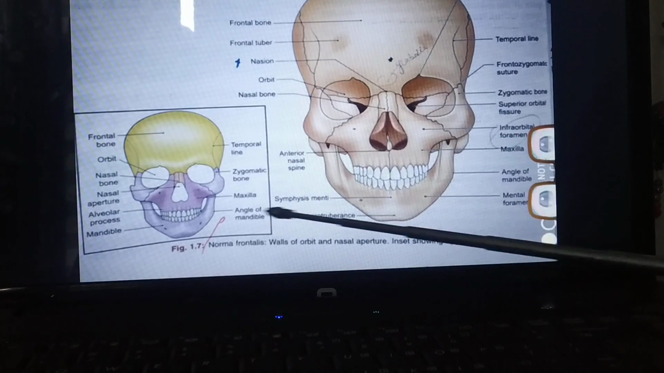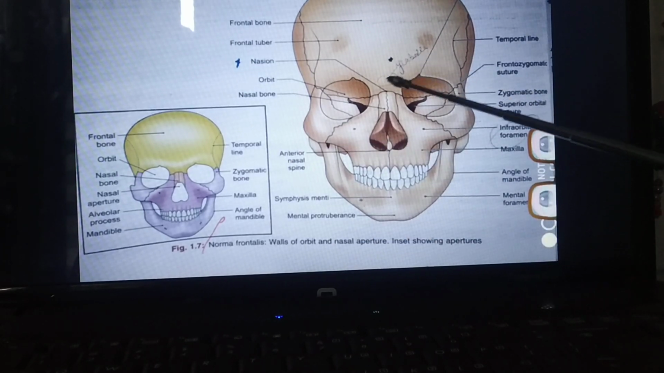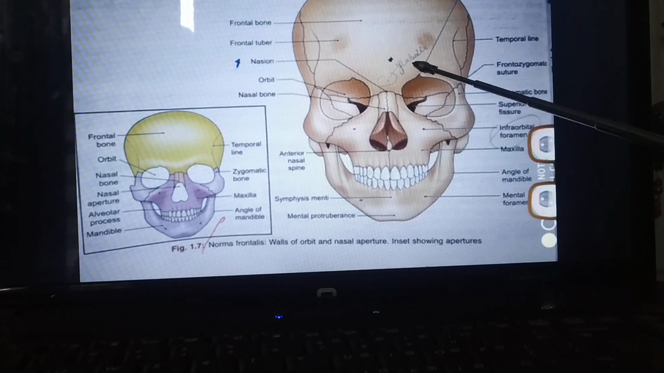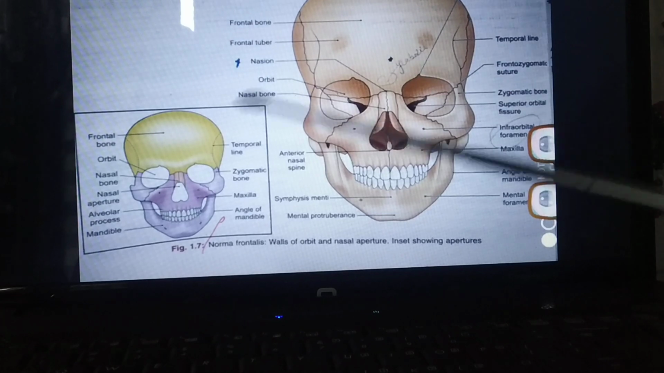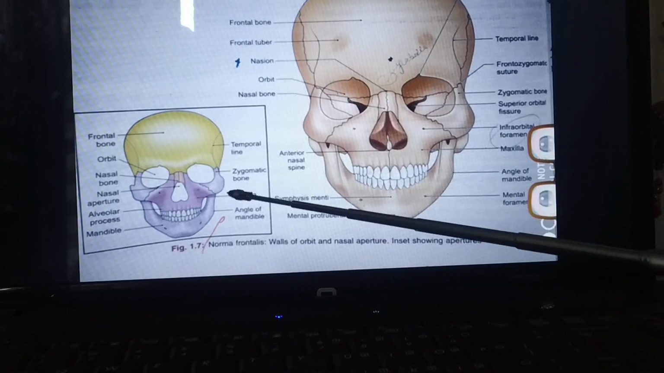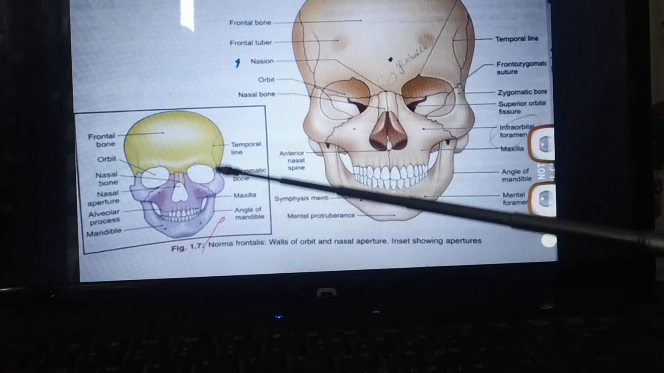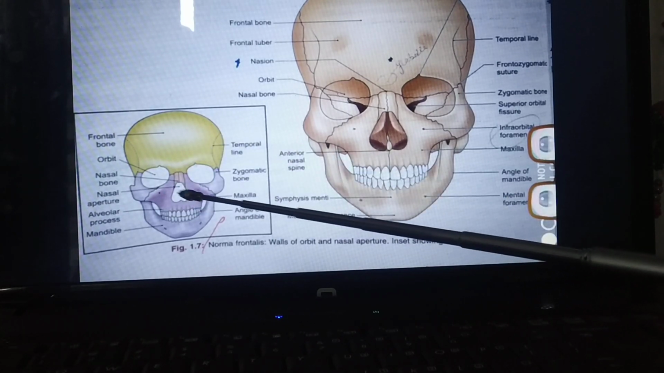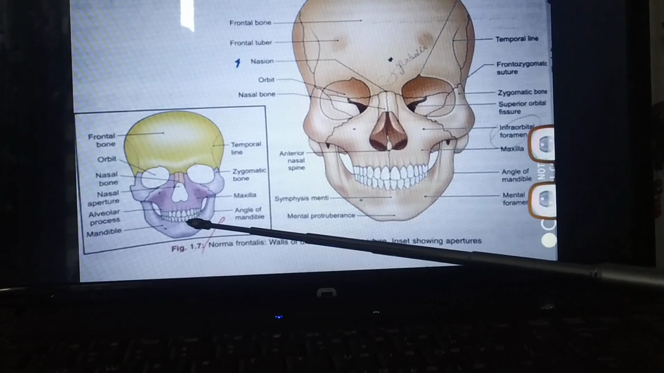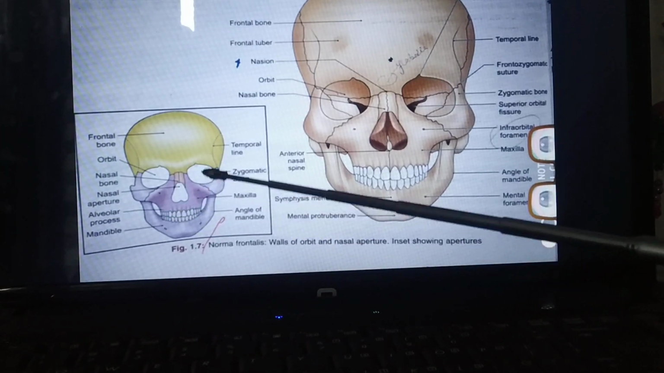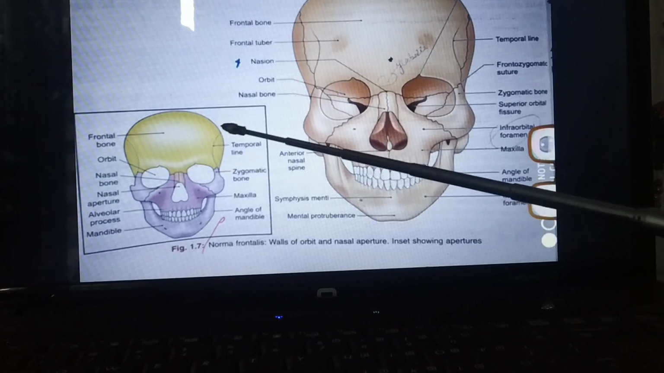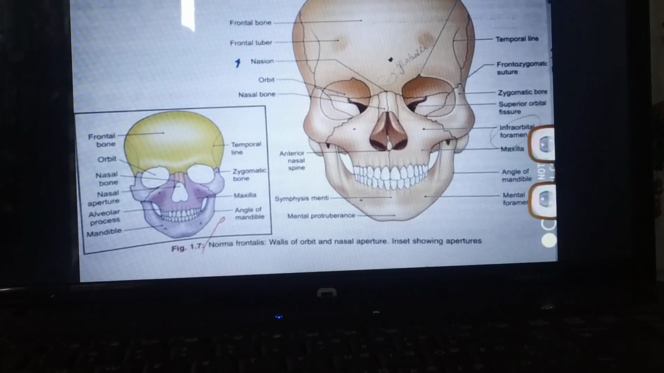So this all consists of our frontal view, and yes, there is one point called glabella when we talk about soft tissue, but not in hard tissue. There is a colorful pictorial diagram of what we have just studied. Frontal bone, the orbit, nasal bone, the nasal aperture, the alveolar process, the mandible, the maxilla, the zygomatic bone, and these are the temporal lines. So we talk about the second part now.